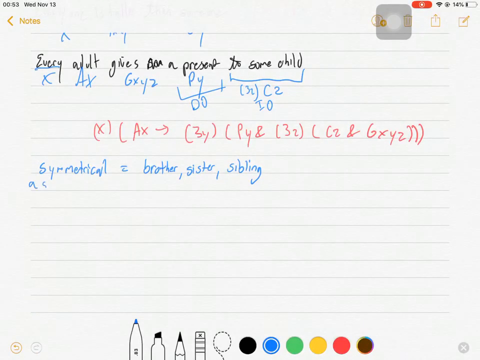Then we have asymmetrical. Being a parent of is asymmetrical. If somebody is a parent of someone else, that person is not in turn the parent of that person. So, for example, in fraternity and sorority life, you have bigs and littles. If I am the parent to my little, they are not the parent to me. It is a one-way street. So that's going to be asymmetrical.